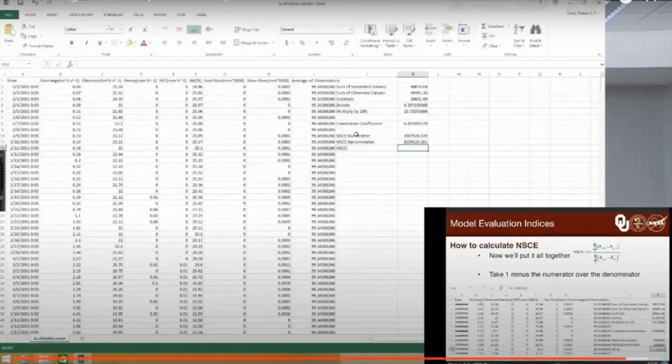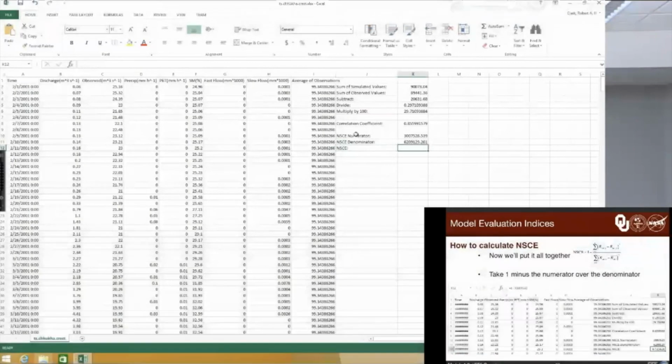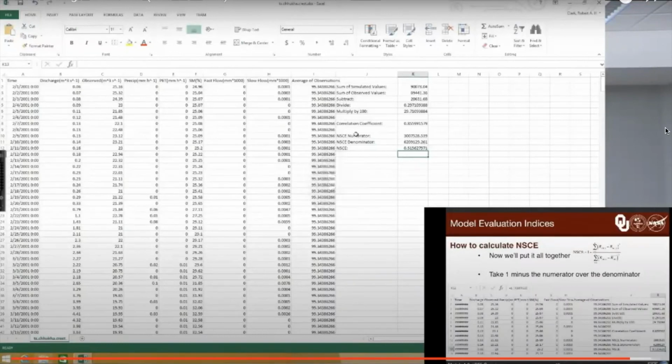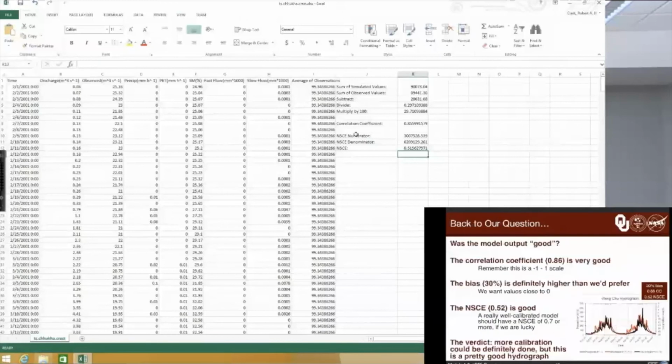Nash is going to be equal to J12, and then in K12, I'm going to say equals 1 minus parentheses. I'm going to take the numerator K10 divided by the denominator K11, close parentheses. And I get 0.515, or when you round it, 0.52, which is the Nash that we've been talking about.